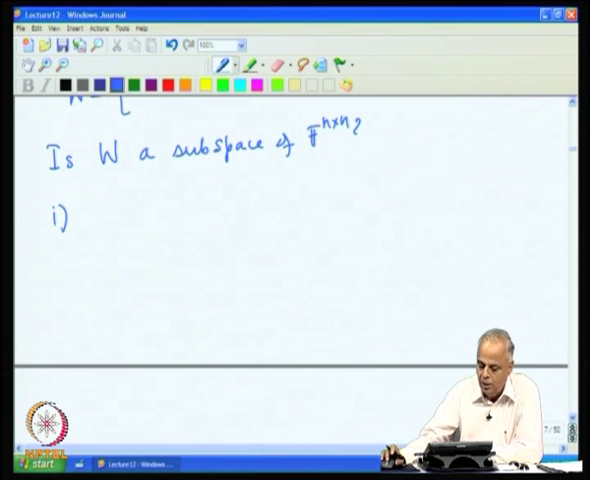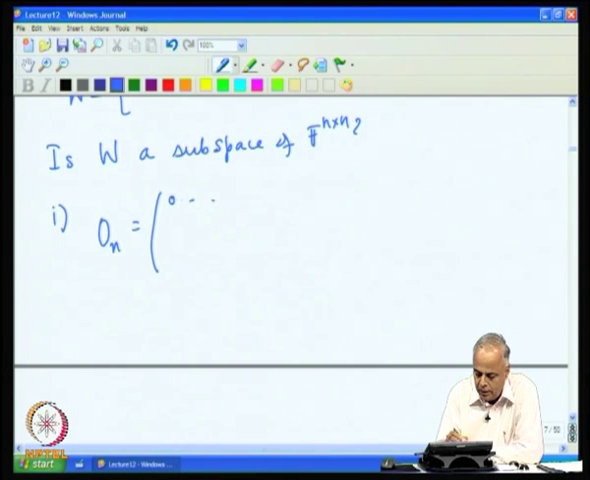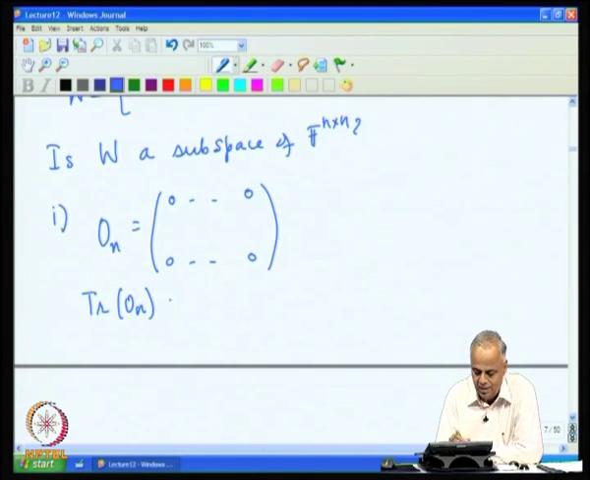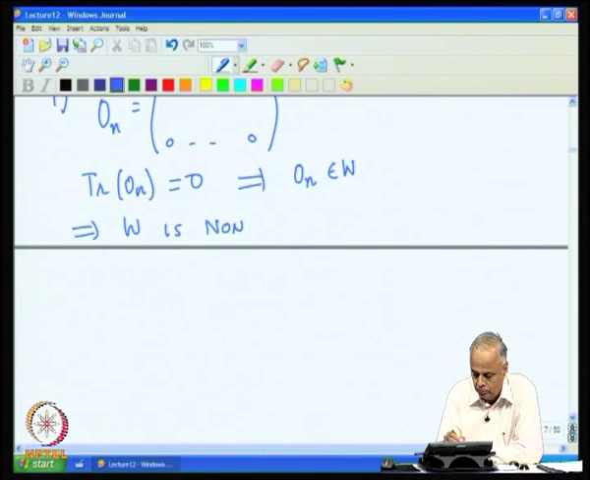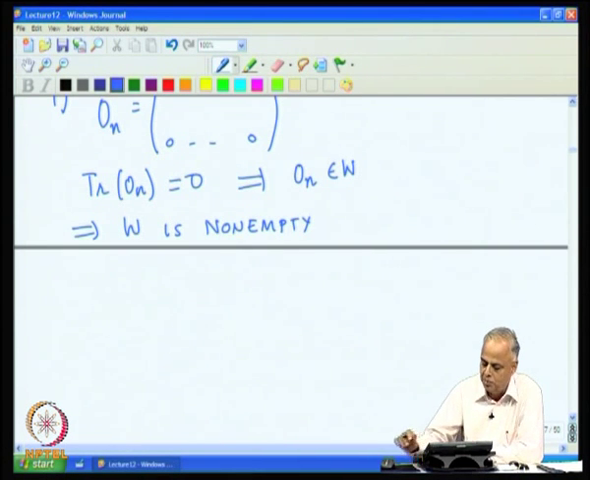The first thing is, if you take the 0 matrix, the n by n 0 matrix, all the entries are 0, and therefore, the sum of the diagonal entries will certainly be 0. It has trace 0, and the moment a matrix has trace 0, it qualifies to be in W, and therefore, the 0 matrix belongs to W, which says W is non-empty. So, that is the first thing that we have to verify to see whether something is a subspace or not.